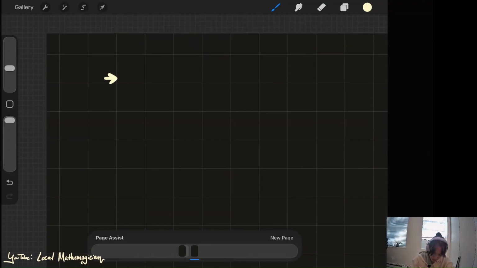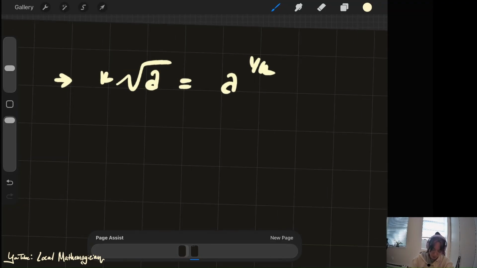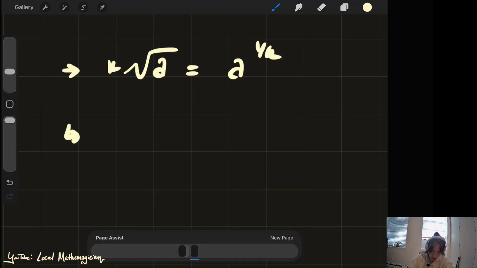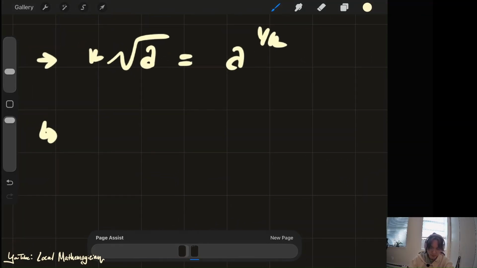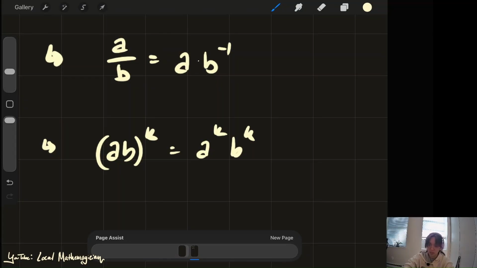Remember in the last video, I said that the kth root of a is the same as a to the 1 over k, right? And I know I mentioned this a couple times already. And remember how I said that a over b is the same as a times b to the negative 1, right? And you know how I said that (a, b) the whole thing to the k is the same as a to the k, b to the k. You see where this is going, right?